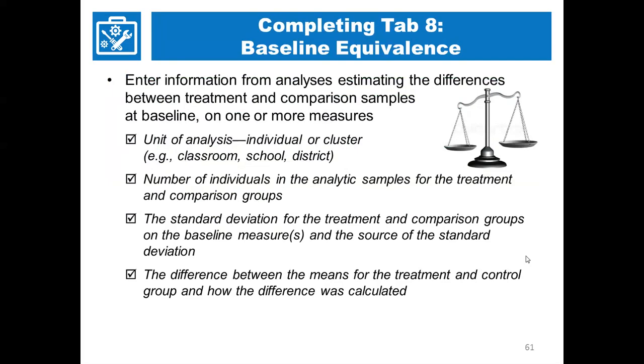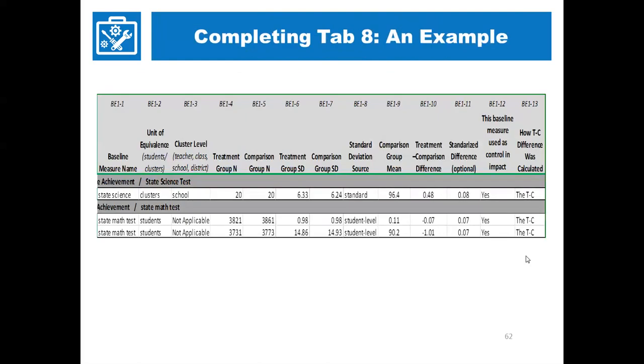Again, the information you're going to enter is very similar to what you entered on tab 6, and I will take you through the example carefully, because this is important for lots of designs. So the information, as I mentioned, is similar to the information on tab 6. In this example, results are entered for tests of baseline equivalence on a single baseline measure for each of 3 different contrasts that are shown here.